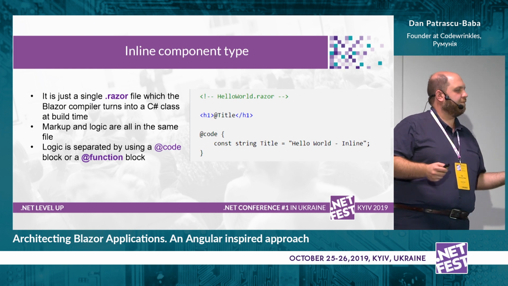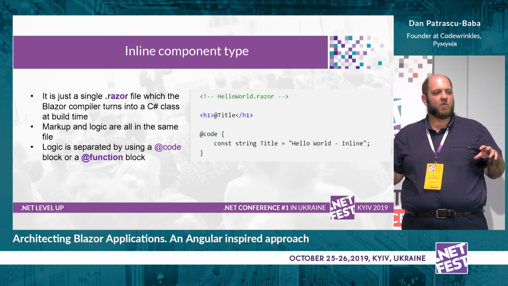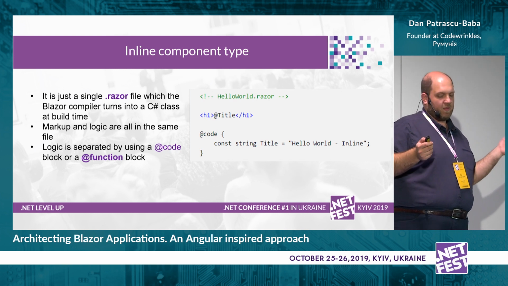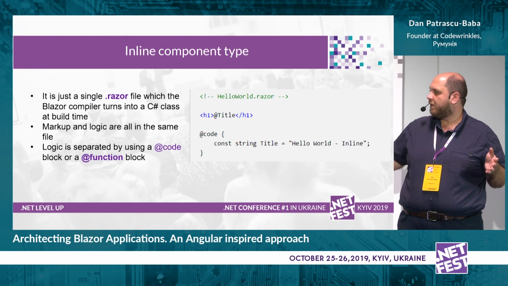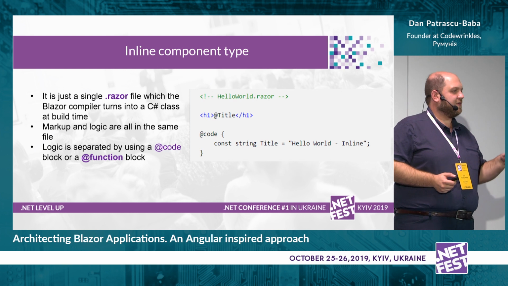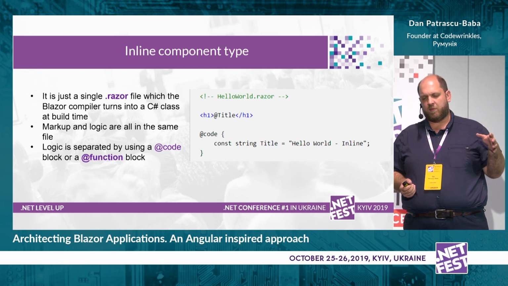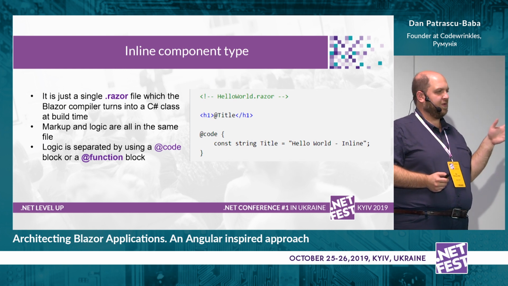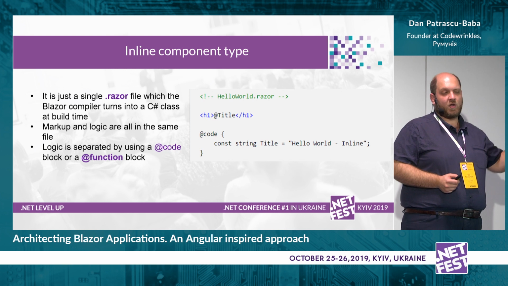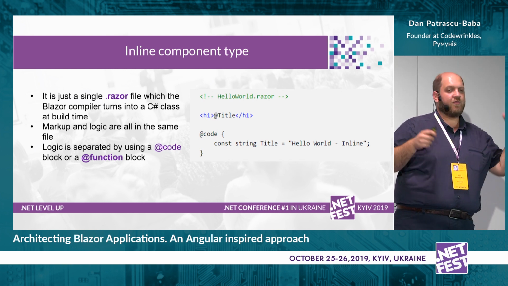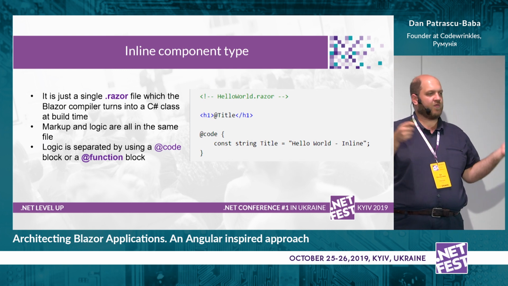Now, if you worked with Blazor for a longer time, you might see that at the beginning, the directive that was used was functions, here. However, this was replaced with the code directive starting with preview 6 of .NET Core 3.0, so around June or July, I guess. However, for now, you can use both of them. So you could use either code or functions.